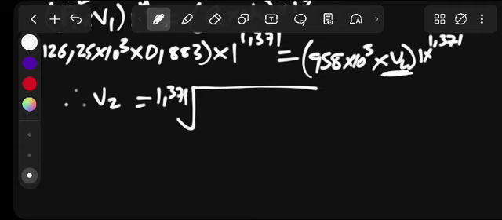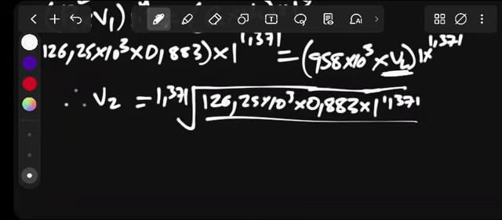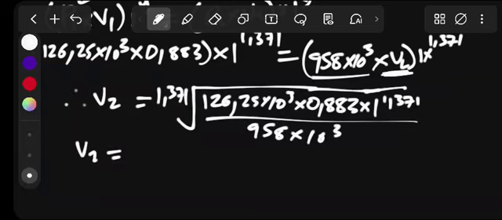And then we'll divide over this: 126.25 times 10 to the power of 3, multiplied by 0.883, multiplied by 1 raised to the power of 1.371. Divide this by 958 times 10 to the power of 3. Then V2 will be equal to what? We'll try to punch all of these.